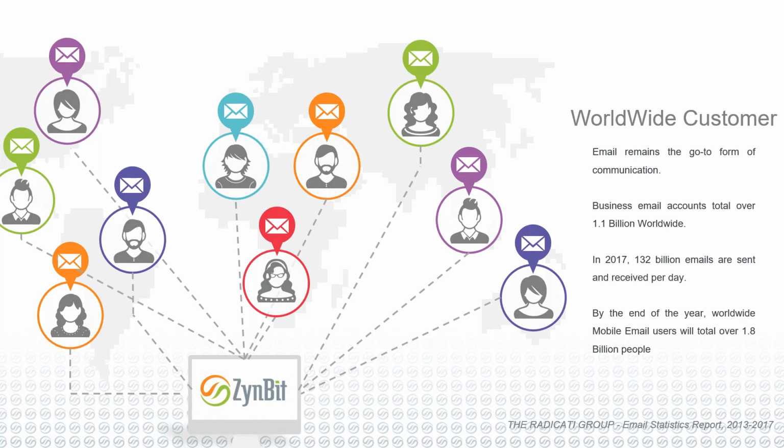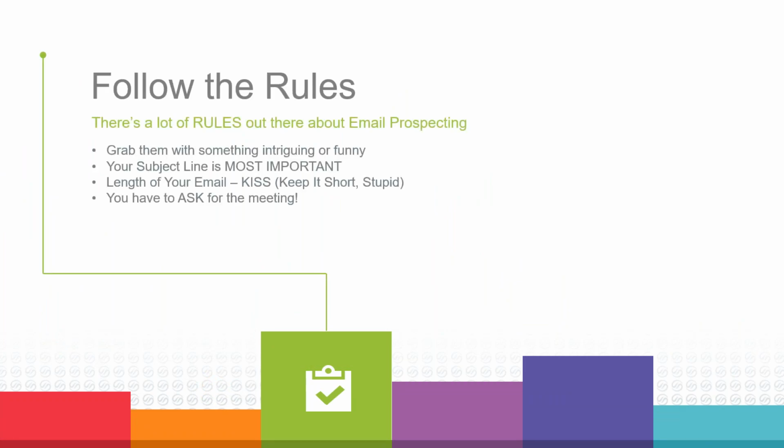But like with anything, any tool, whether it be the old days of using the phone or knocking on doors or using email, someone developed a series of rules about email prospecting. They were put together by a bunch of people, maybe in marketing or whatnot, but they basically say the same couple of 3 or 4 things. They say you've got to grab them initially with something intriguing or funny. Your subject line is really important. You've got to keep the email short, and you have to ask for the meeting. There's no reason to send a prospecting email if you're not specifically asking for a meeting, right?